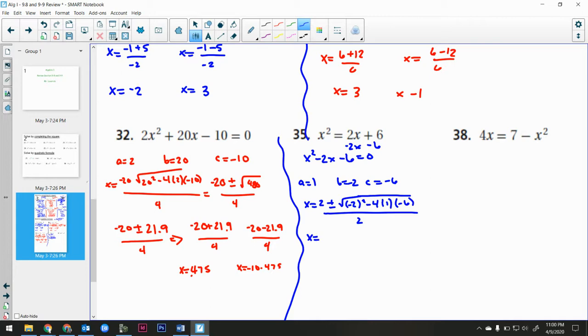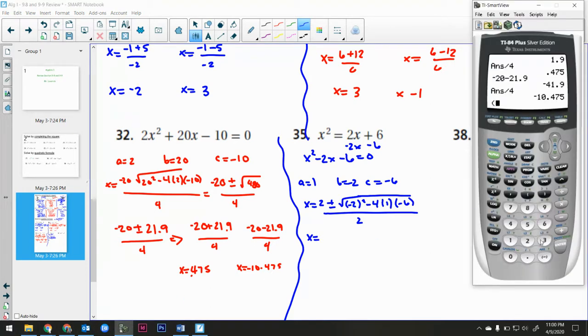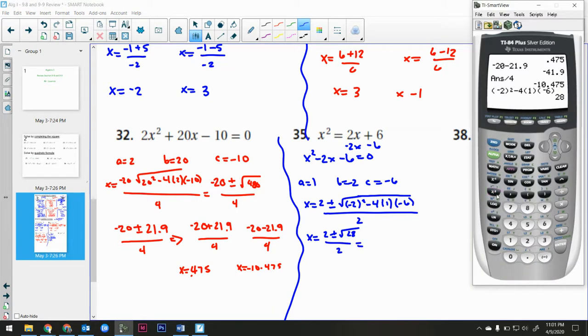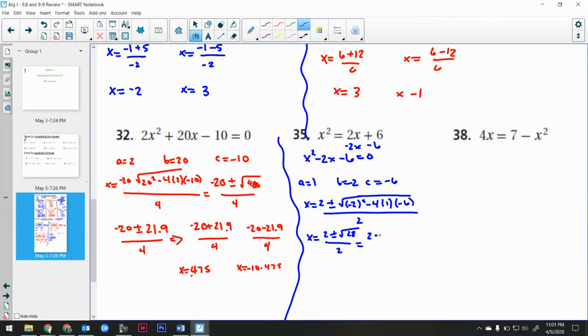So x equals, got to put this in parentheses, negative 2 squared minus 4 times 1 times negative 6. You could use the times symbol or just parentheses, doesn't matter. 28, folks, 28. So that gives me 2 plus or minus the square root of 28, all divided by 2. Now the square root of 28 gives me 5.29. 2 plus or minus 5.29 all over 2.